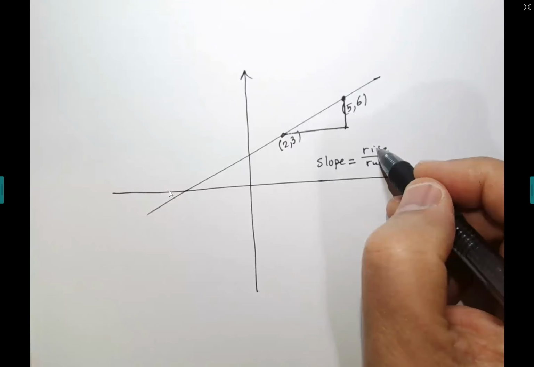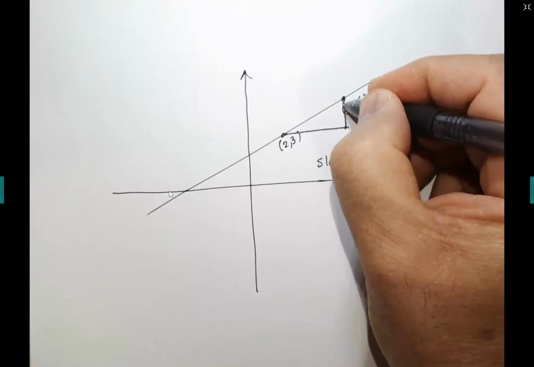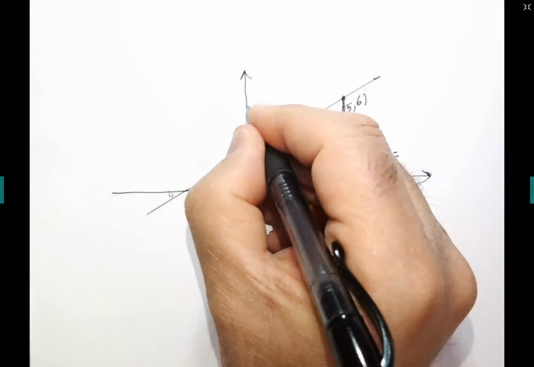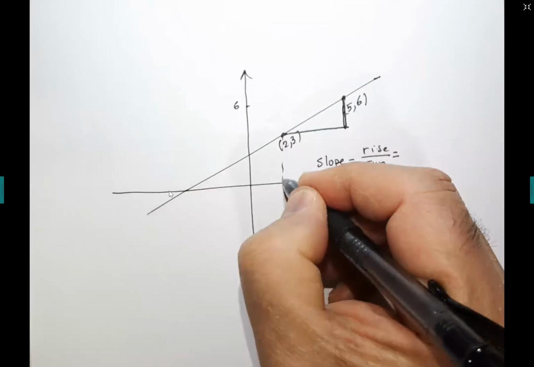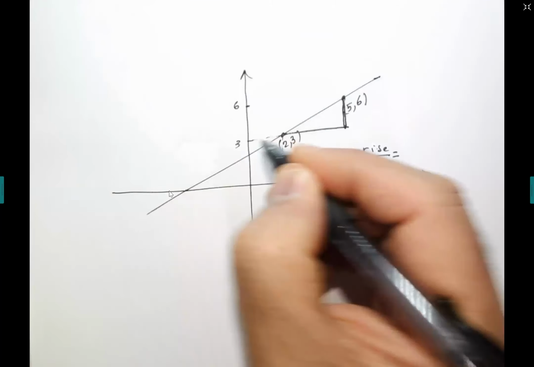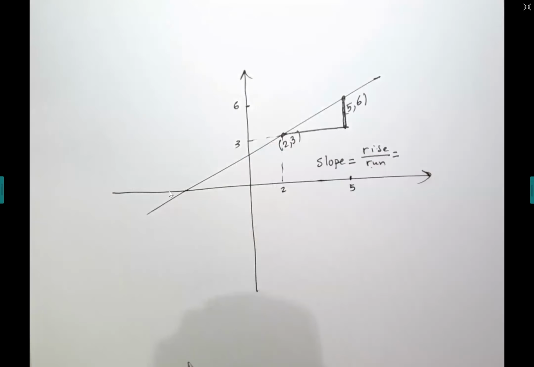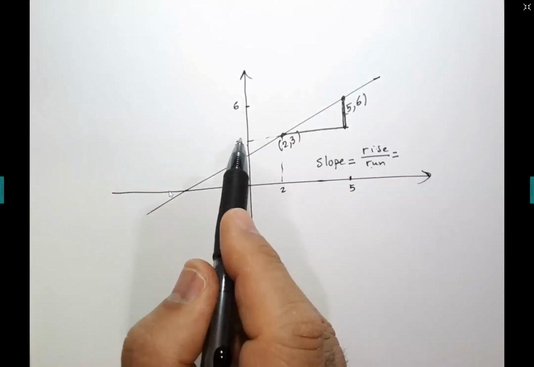Can a student tell me how much this rise is? Remember, this point is a 5 and 6. So this is a 6 right here. And this is a 5 right here. And this is a 2 and 3. This is a 2 here. And a 3 there. And I want this distance. Can you guys tell me what this distance is? Remember, it's from 3 to 6. What's the difference between 6 and 3?